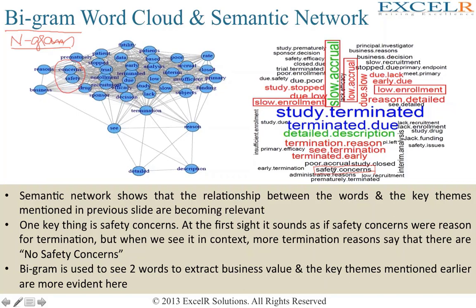But when we read this in context, and when I say context, open all the XML files, do a Control F and search for safety concerns. In 100% of the cases, 100, not 99.9, in 100% of the cases, it was no safety concerns. Now, if you did not read this in context, I would have lost this insight, right? And I would have thought that safety concerns could be the reasons for clinical trials being terminated.